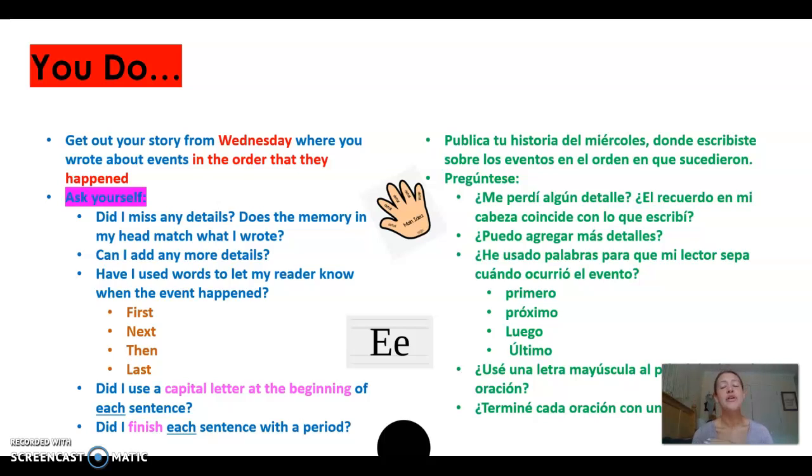And then after you've done all that, you're going to go back and ask yourself if you did a capital letter at the beginning of each sentence, and did you finish each sentence with a period? So we're going to do a capital letter at the beginning and a period at the end of every single sentence. Every time you start a new thought and end it, you're going to start with a capital letter and you're going to end with a period.